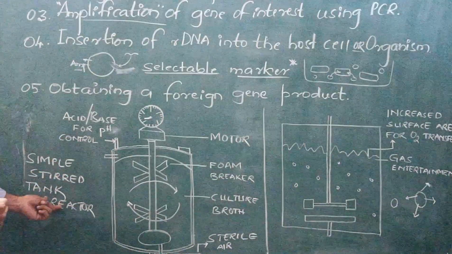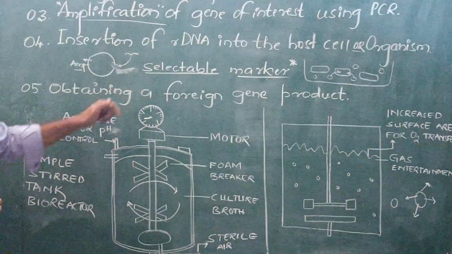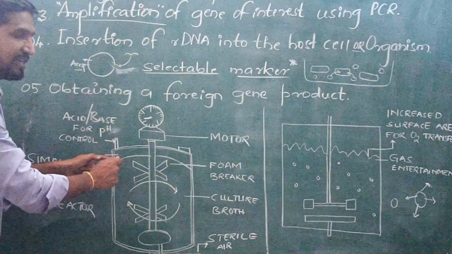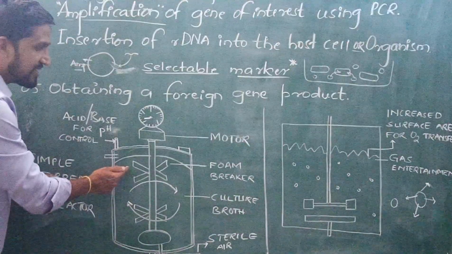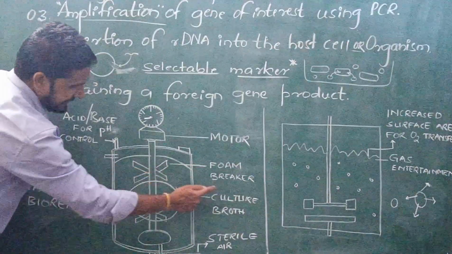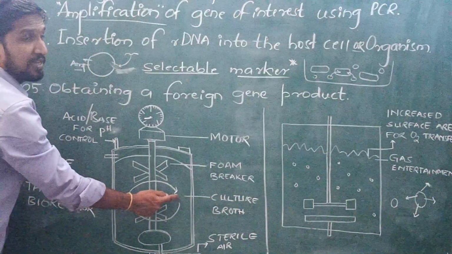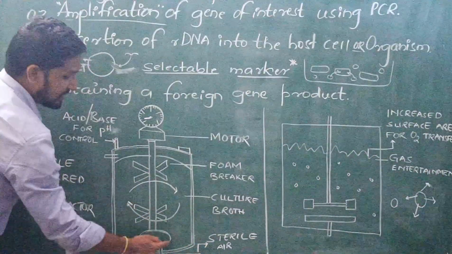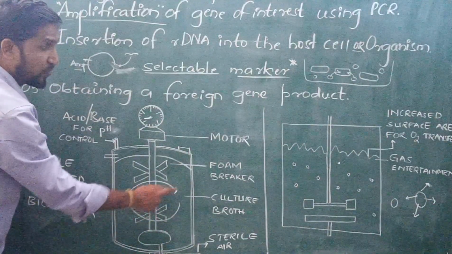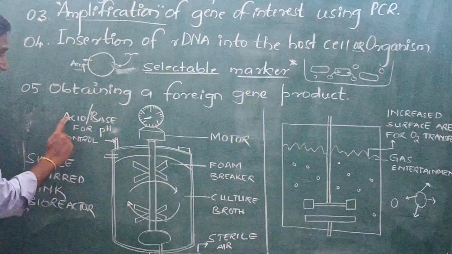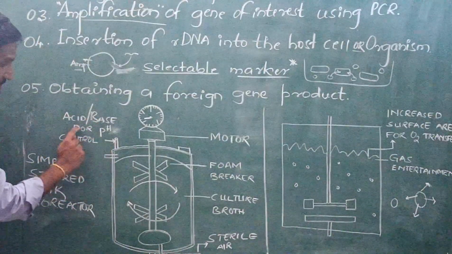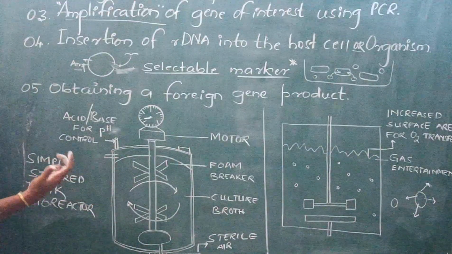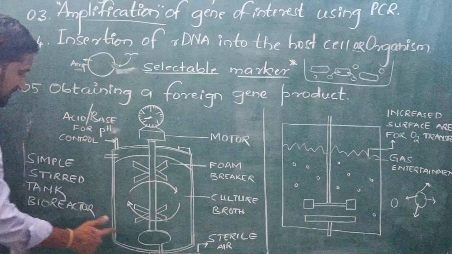In the stirred tank bioreactor, we add a culture medium. The culture medium is added along with the host cell, and this stirred tank bioreactor contains a foam breaker and a culture broth. Culture broth is nothing but a sugar-containing material itself. Then sterile air is added, which supplies oxygen for the growth of the bacteria. Then here there is an acid base pH controller, and here steam is passed. This steam is passed for sterility. So this is the stirred tank bioreactor.